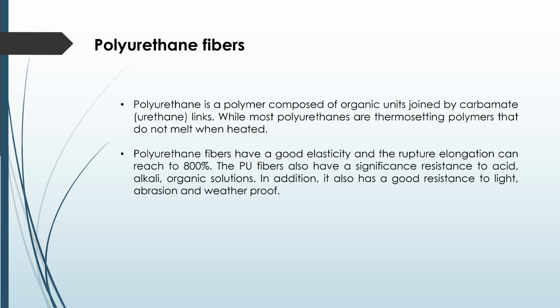The last one is polyurethane fibers. Polyurethane is a polymer composed of organic units joined by carbamate links. Most polyurethanes are thermosetting polymers that do not melt when heated, and the polyurethane fibers have good elasticity, and the rupture elongation can reach 800%.